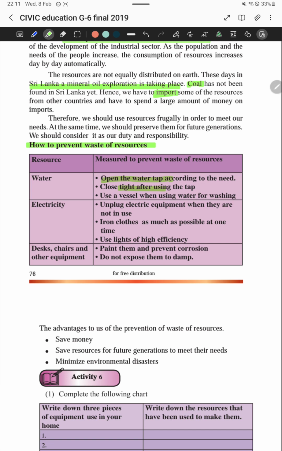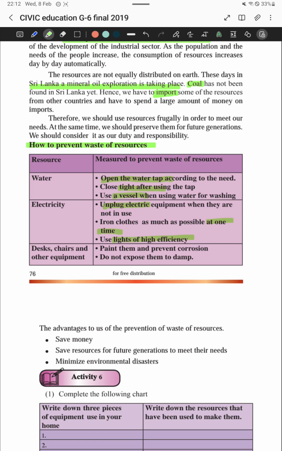or your things, right? Then electricity: unplug the equipment when they are not in use. So remove the plugs if you are not using the electronic devices, right? And then iron clothes, as much as possible at one time. So iron all the clothes at one time, then you can save the electricity, and use lights of high efficiency, right? You know that you have to use LED bulbs, something like that, in order to save your power consumption.